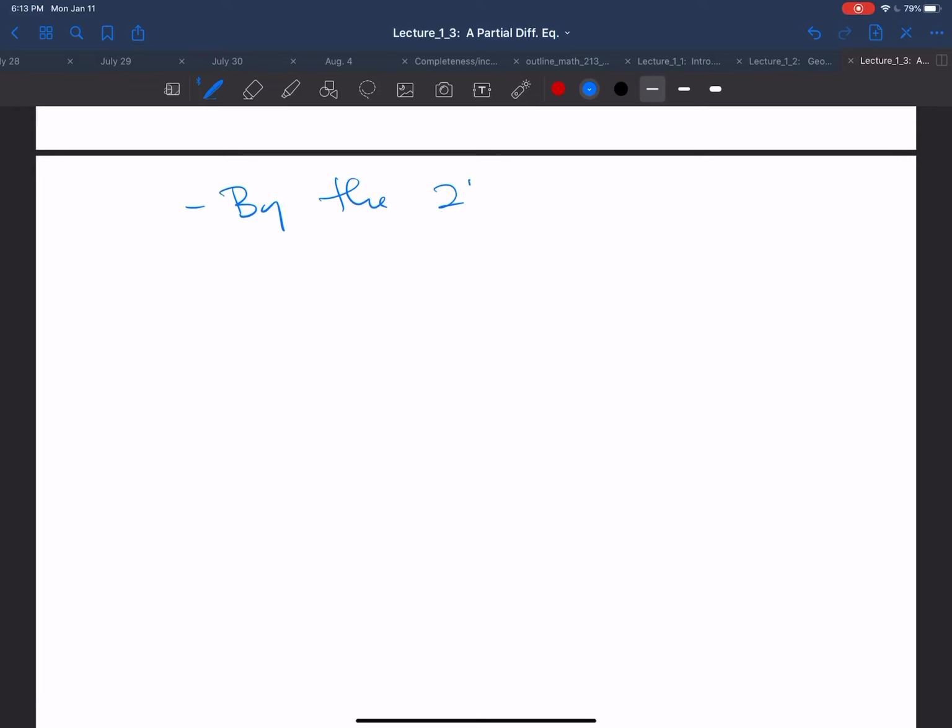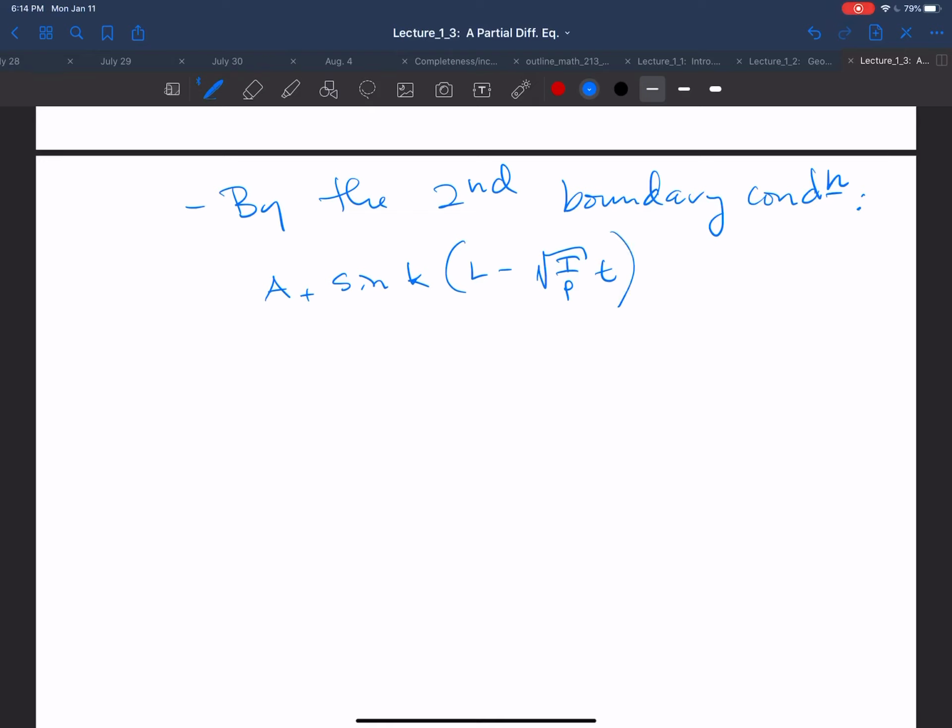What if we apply the second boundary condition, that which applies when x equals L, namely at the other end of the string? Then we have that a plus (even though a plus will have to be the same as a minus) times sine of kL minus the square root of T over rho times t, plus a minus times the sine of kL plus the square root of T over rho times t, equals 0 for all t.